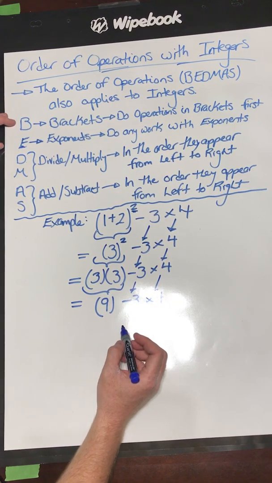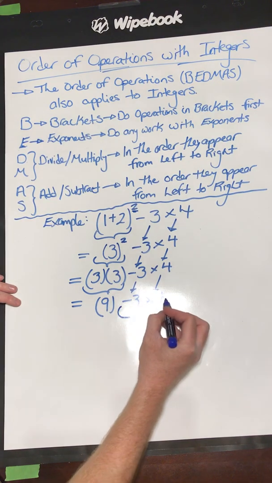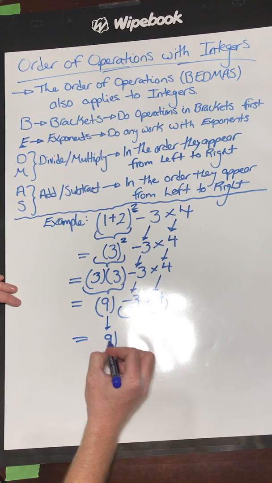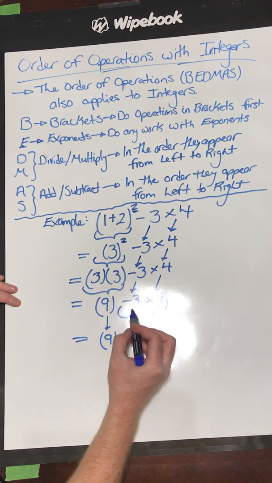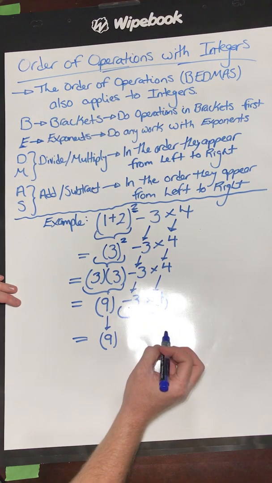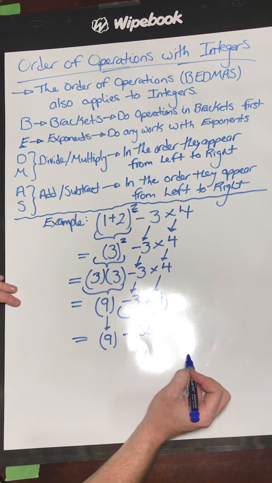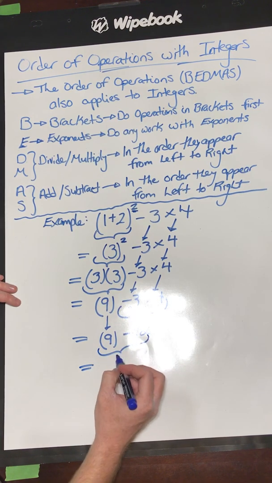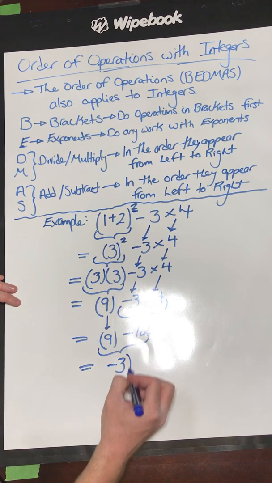So I've done my brackets, I did my exponents, now I've got to work on my division and multiplication. Is there any division and multiplication to be done? Yes, there's some multiplication to be done right here. So I'm going to bring down the 9 because I'm not going to worry about it right now, and I'm going to worry about negative 3 times 4. A negative times a positive, so the result is going to be a negative integer, negative 12. And then finally I have 9 minus 12, and that will give me negative 3.